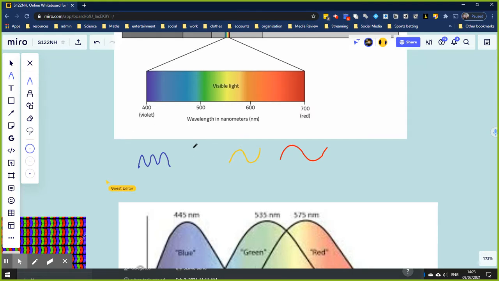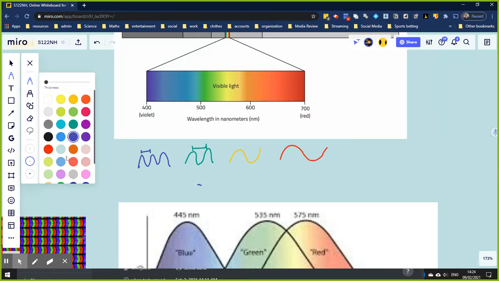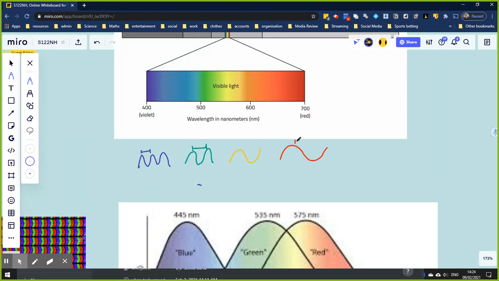So then let's make it just a little bit faster, like that. So again, this is the wavelength here. That's the wavelength from one to the next. What color is this? And this one's a bit shorter, and this one's the longest one.